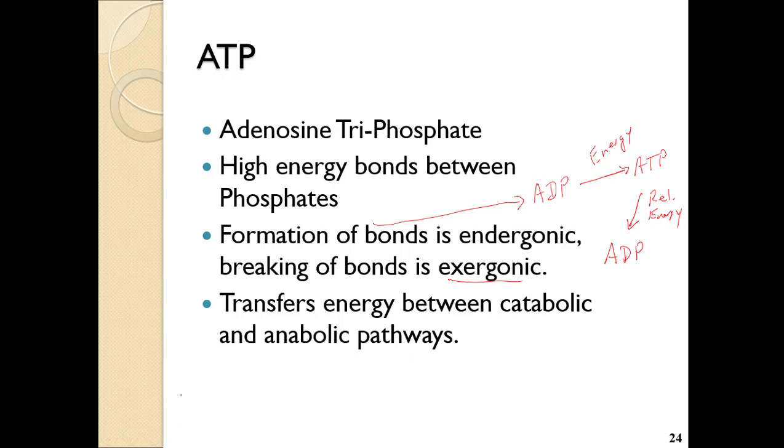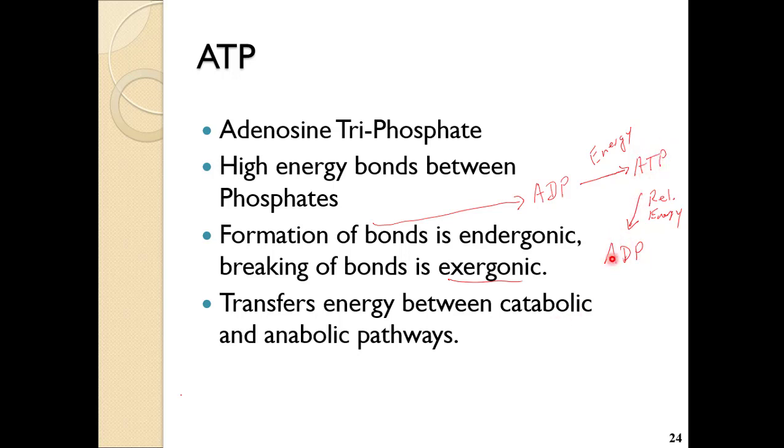This is called a transfer between catabolic and anabolic pathways. So let me describe those pathways. Catabolic pathways are pathways where you break down molecules. So for instance, ATP to ADP over here, so taking a more complex molecule of ATP, breaking it into ADP, that would be considered a catabolic pathway. We're making a complex molecule less complex.